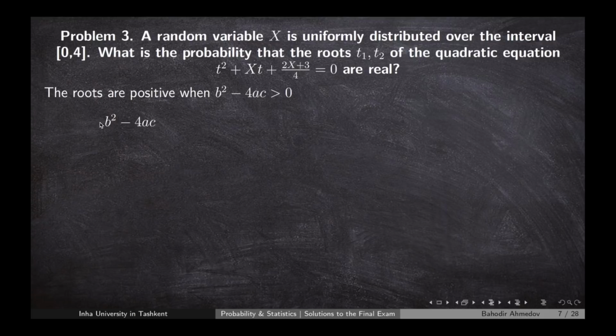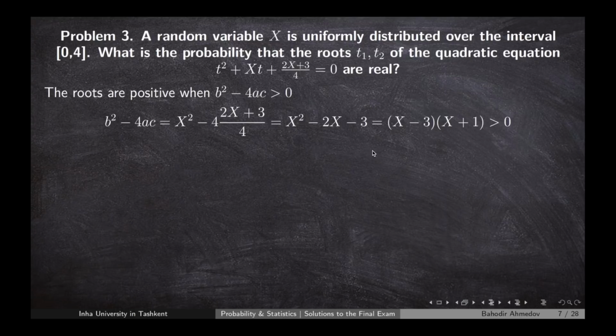So here, b is going to be the coefficient instead of t, it's going to be x. a is the coefficient instead of t squared, which is 1, and c is the free coefficient, which is going to be x plus 3 over 4. If I put everything here, I'm going to get this term, and if I simplify this, I'm going to get this term. So let me regroup this into linear factors.